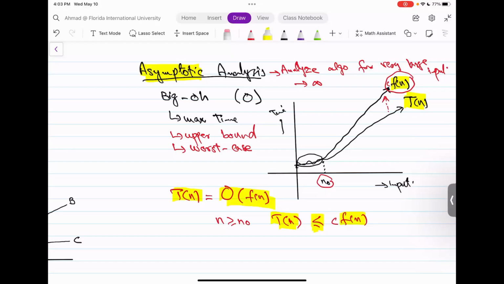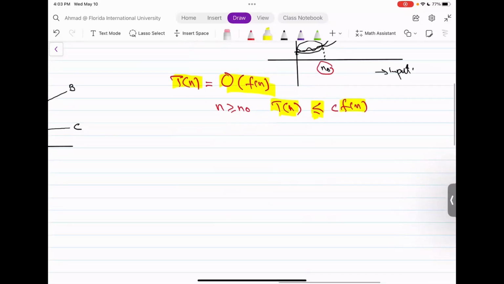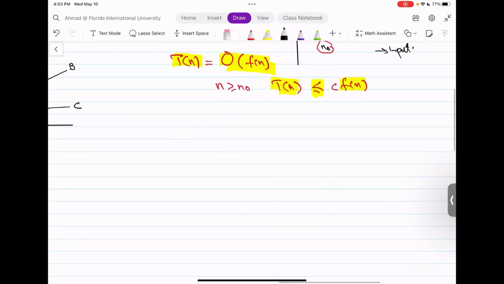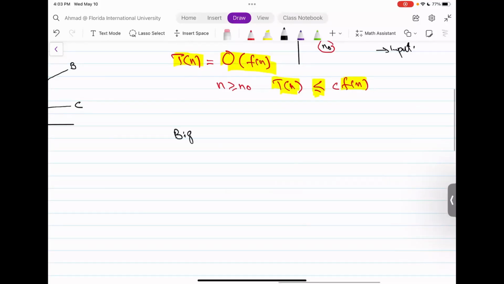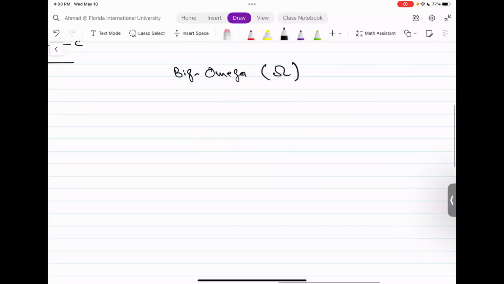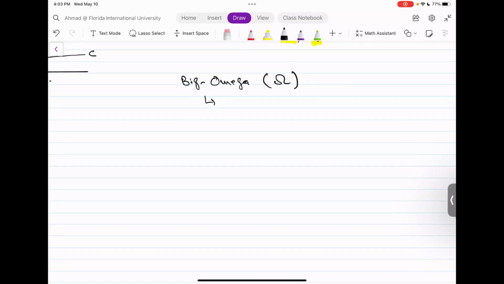Now let's move forward, and the second symbol that I want to discuss is the big omega. Big omega, the second asymptotic symbol, and we represent it like this. Big omega is the opposite side. Opposite side means it is actually the lower bound of a function.